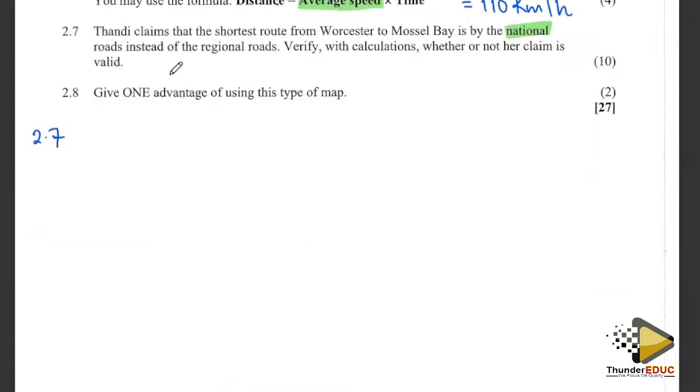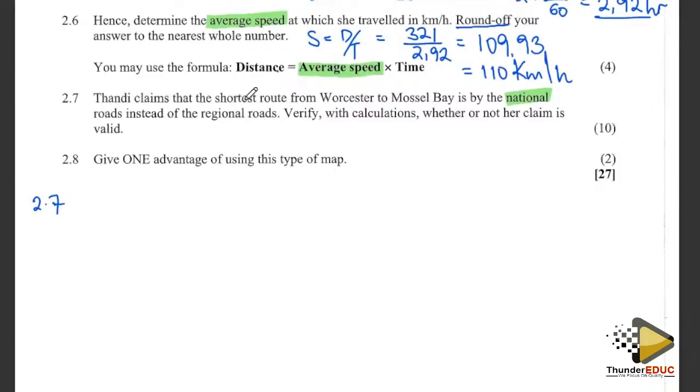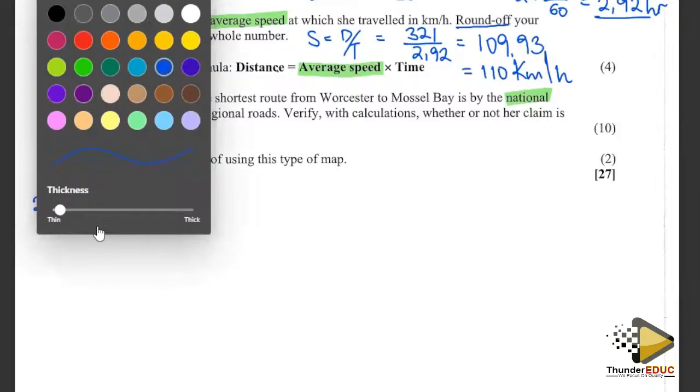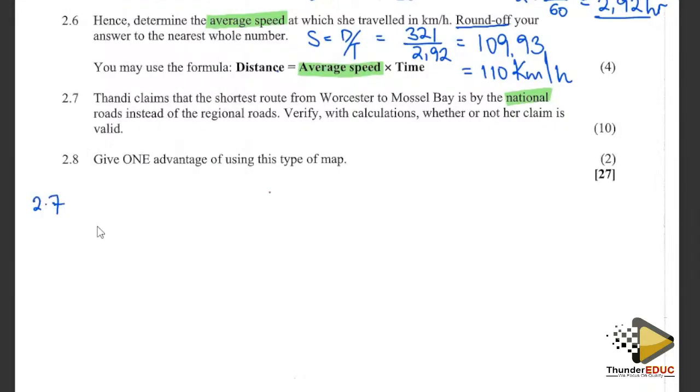So remember, the claim was, Tandy claims that the shortest route from Waterloo is by national road. So we are verifying. You understand? So it's incorrect. Allow me to break it down. We are saying from Waterloo you go to Pearl, then from Pearl you go to Cape Town, then from Cape Town you go straight to Muscle Bay.